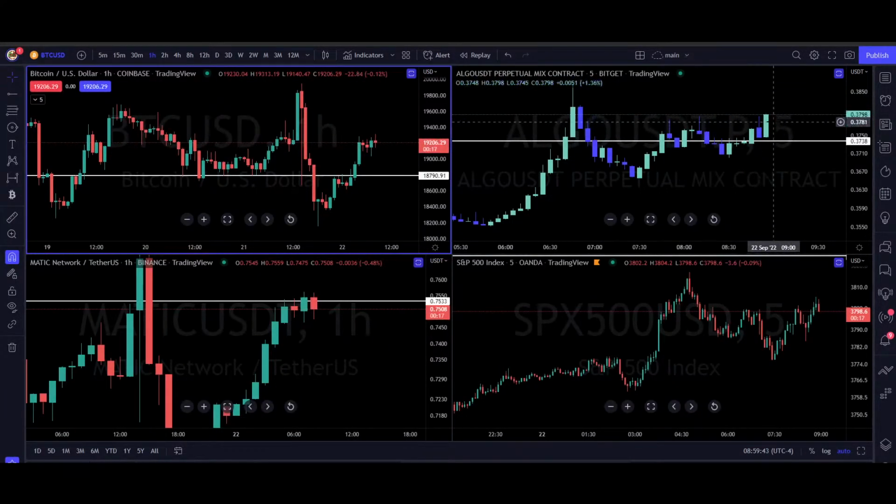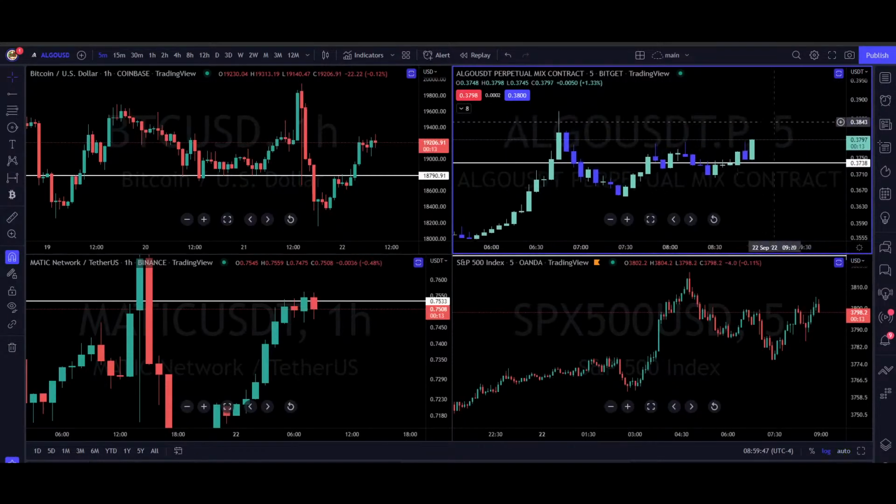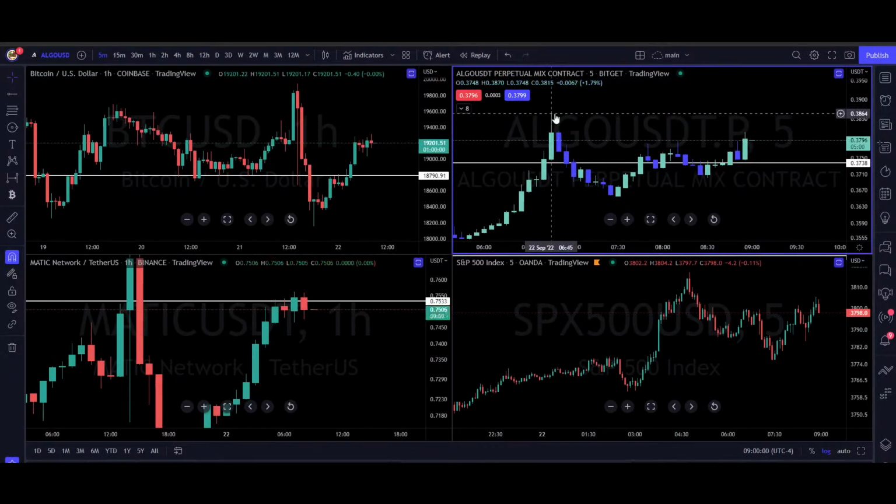There goes Algo. Remember, Algo is the performer today. Remember I said let it make a fresh daily high, stop out any early shorts. Once it does that, if you get a bearish reaction, you can take a short on it. But you must wait for that to occur.